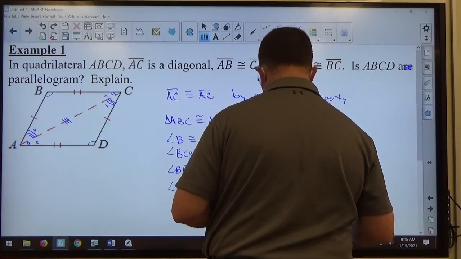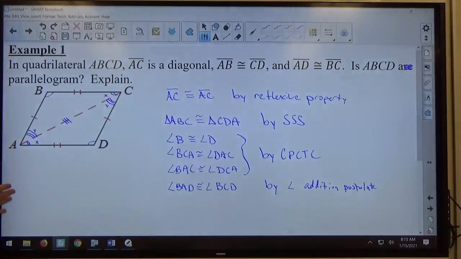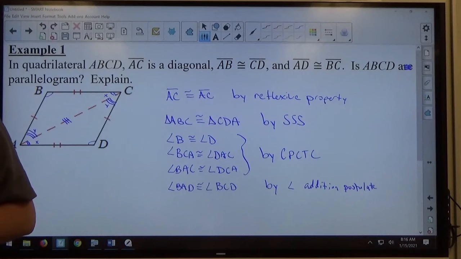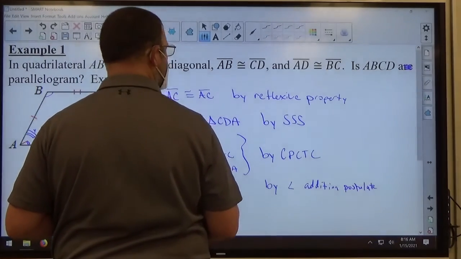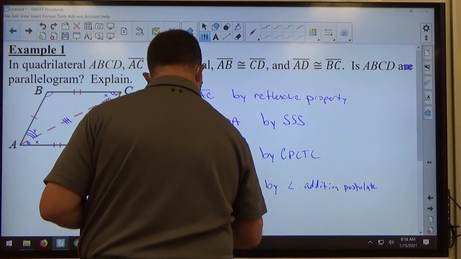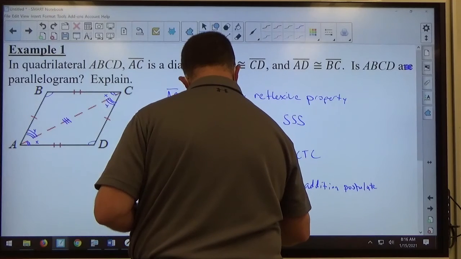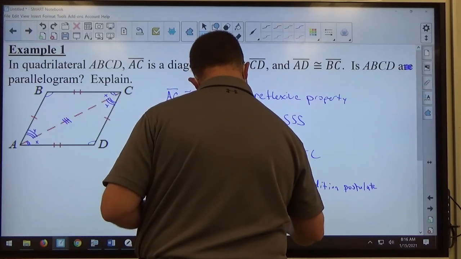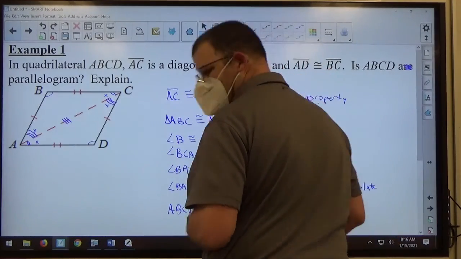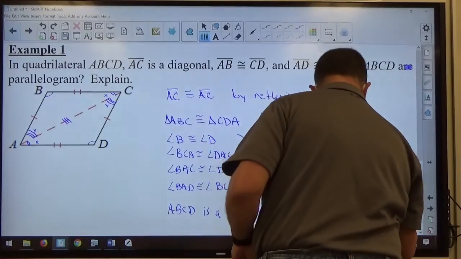Okay, once we get to that point where this angle's congruent to this angle, and that angle's congruent to that angle, now we can use the theorem: if both pairs of opposite angles of a quadrilateral are congruent, then the quadrilateral is a parallelogram. That's the converse of theorem 6.9. So finally I can say that quadrilateral ABCD is a parallelogram by theorem 6.13.